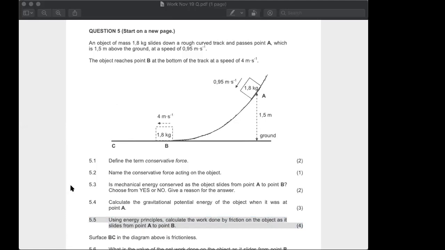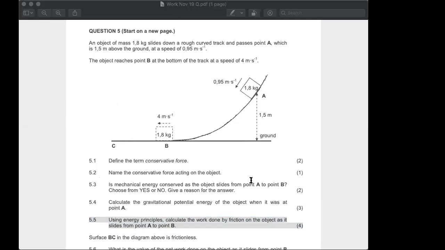All right, so what's your W net? What's your net work acting on the system? Your work of friction and your work of FG parallel. Good. All right, so you go for it. Let's see how it goes.